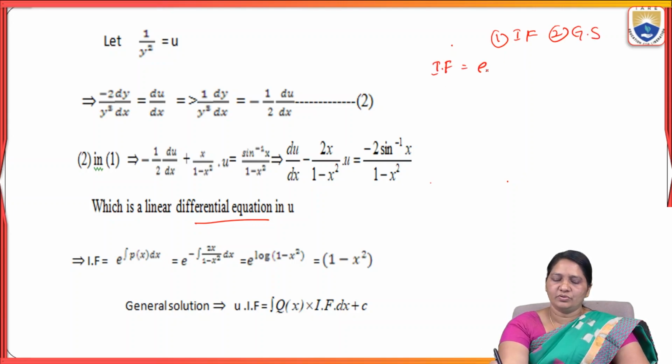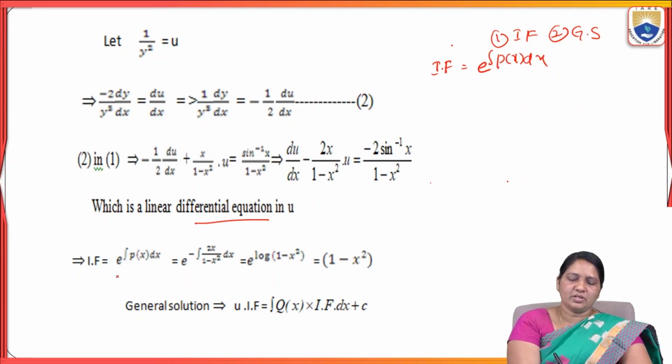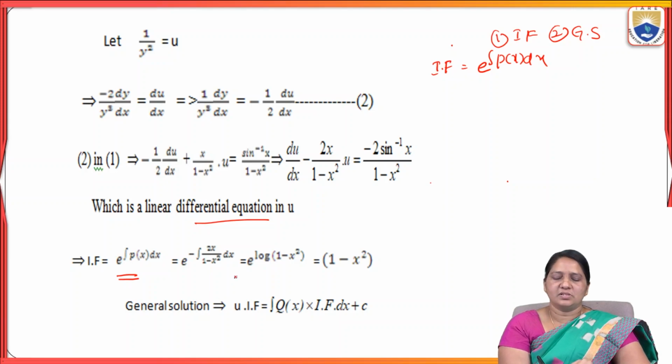Integrating factor is equal to e power integral p of x dx. That is what we wrote here. So e power minus integral 2x by 1 minus x square dx. Here the derivative of f of x is 2x, so that derivative is there.